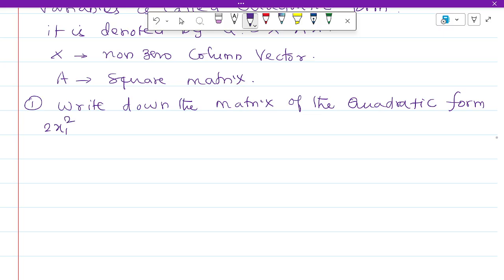2x1 square minus 2x2 square plus 4x3 square plus 2x1x2 minus 6x1x3 plus 6x2x3. It is a given quadratic form. For this quadratic form, we have to write the matrix A. How to convert?